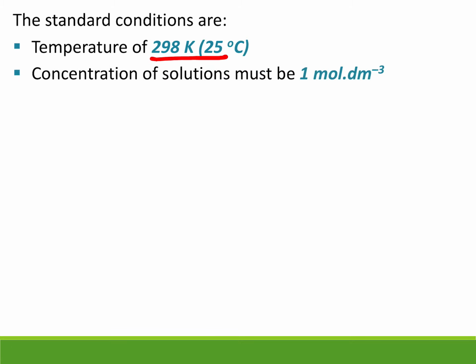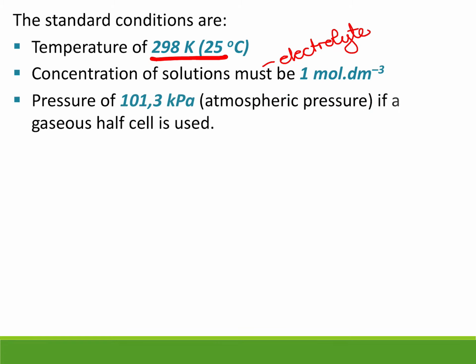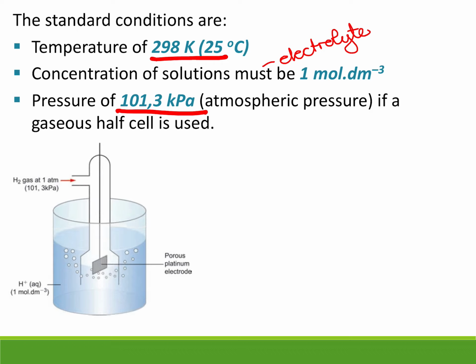So, what are those standard conditions? Well, the first one is it must be done at a temperature of 25 degrees Celsius, so that's room temperature. The concentration of the solution, so that would be the electrolyte, must be 1 mole per decimeter cubed. Nothing new here, but now we are working with a hydrogen half cell. That means we're working with a gas. When we work with a gas, the gas must be at a pressure of 1 atmosphere or 101.3 kilopascals. Okay, that's very important. If we don't have those standard conditions, then we can't use our table of reduction potentials, which we'll talk about last, and then there's no point in this.